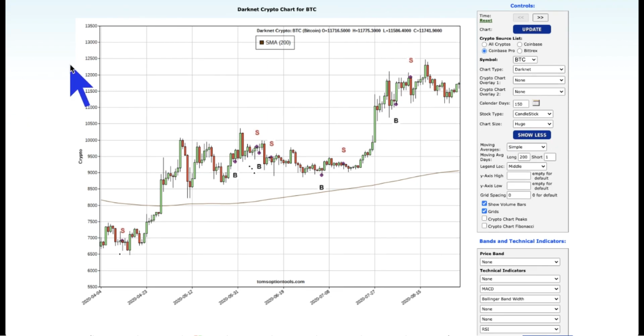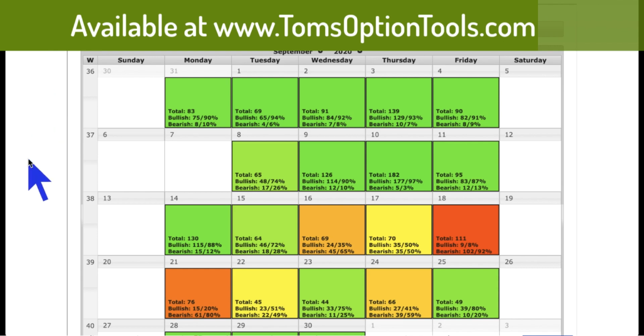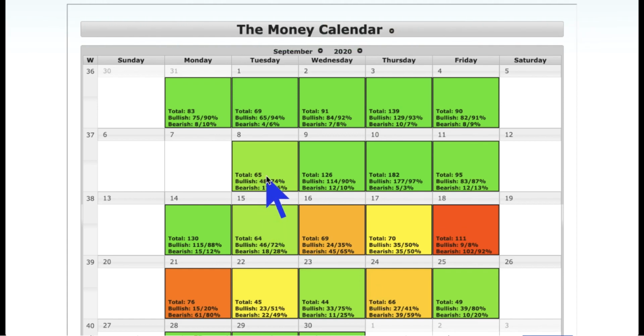All right, so let's move on to the money calendar. The money calendar is our seasonal trading strategy, and we have at least 10 years of data, millions of data bits to come up with this information. This looks like a calendar. Each of these days offers opportunities of either bullishness or bearishness that have happened 90% of the time in at least the past 10 years.